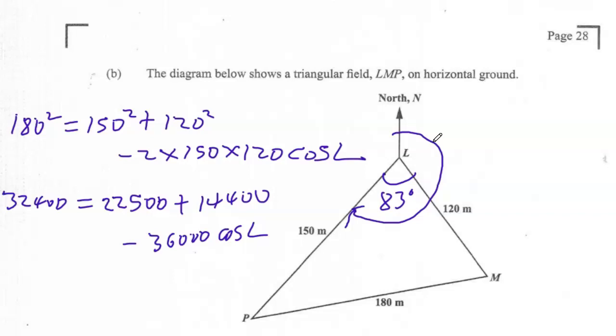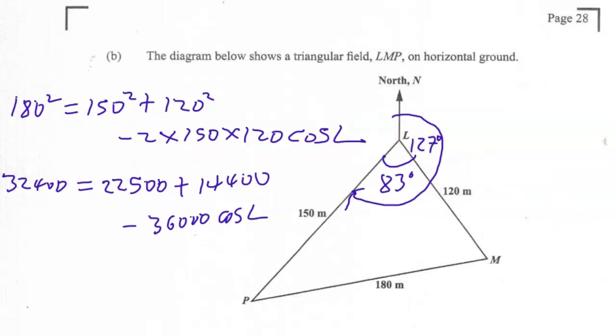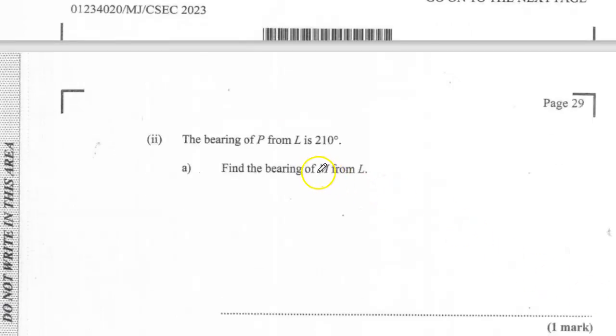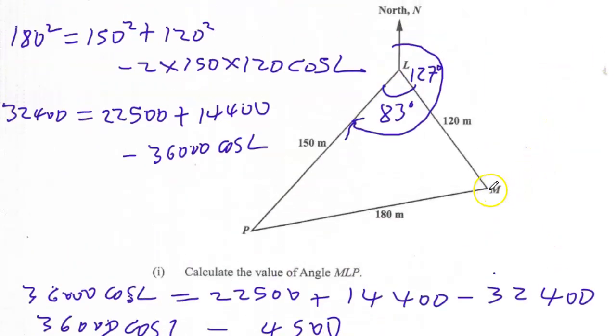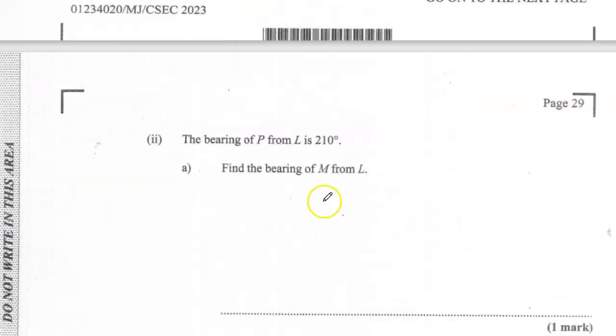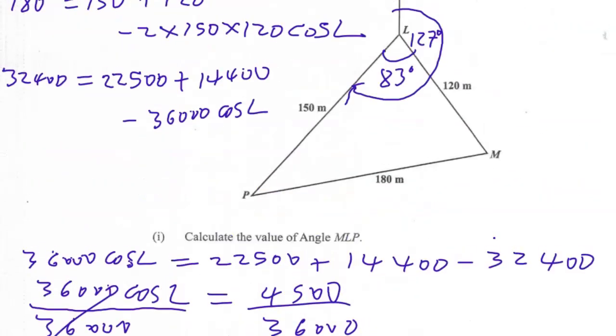210 minus 83. So this angle here will be 127 degrees. Alright, what else are we told? Find the bearing of M from L. So the bearing of M from L, that's 127 degrees, because the entire thing around is 210. So the bearing of M from L will be 210 minus 83, and we found that to be 127 degrees.